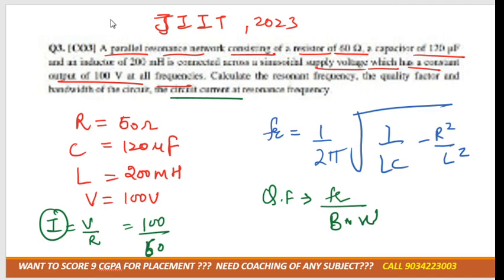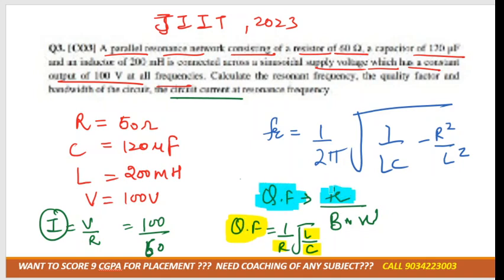so what is the quality factor formula? Quality factor is 1 by R root L by C. We have R value, we have L value, we have C value. So from that we'll get the quality factor. Now we have the quality factor value, we have the resonant frequency. From that we'll get the value of bandwidth. Okay, so all parts are done.